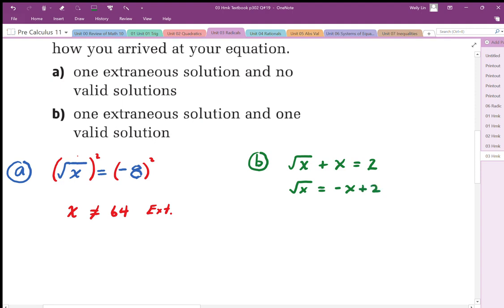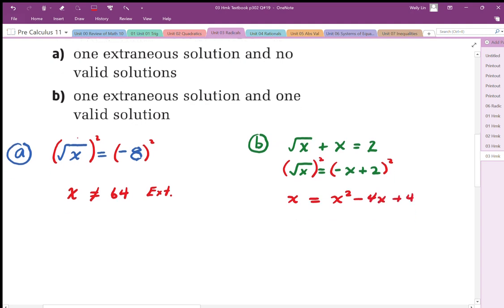And I'm going to square both sides, and this introduces a possibility of extraneous solutions here when I square both sides. So when I square both sides, I'm left with just the x here. I square this out, I get x squared, negative x times positive 2 twice gives me negative 4x, and then plus 4. So there's my quadratic. I can solve this.